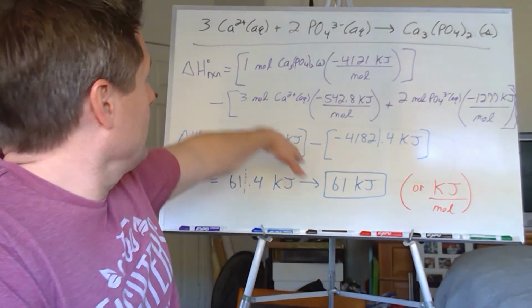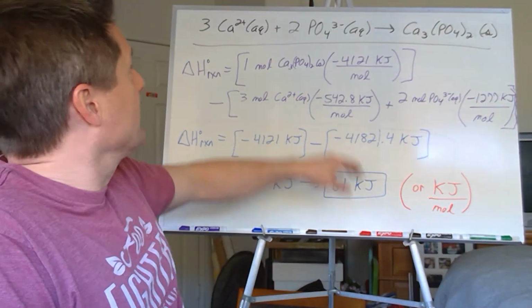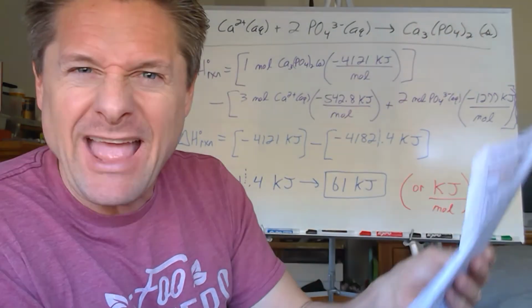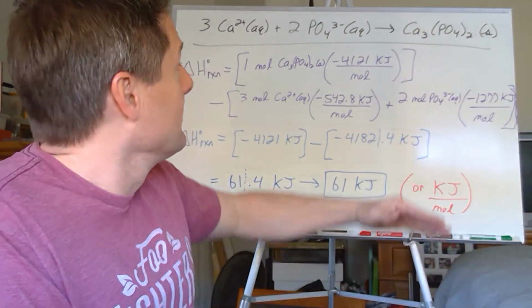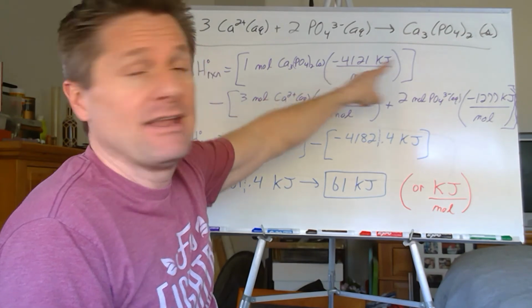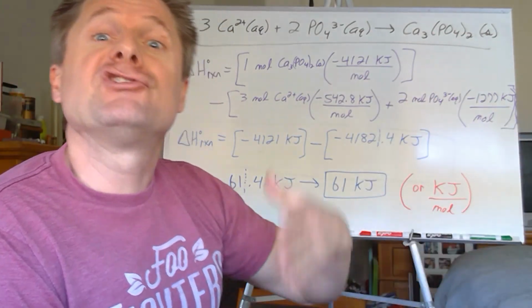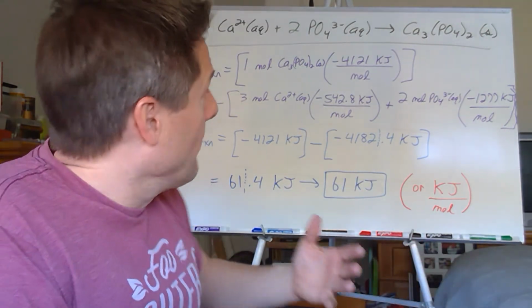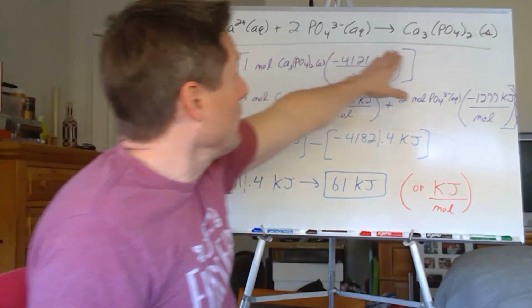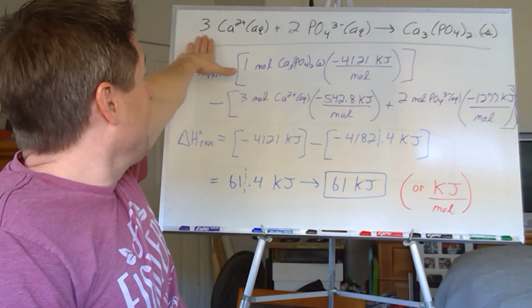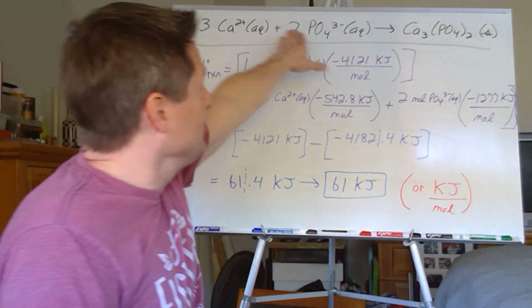Well, let's take a look. So we need to look up in your tables for these particular values. So we're going to get 1 mole of calcium phosphate. Now, on my tiny little thing, I don't have calcium phosphate on here. So if you look in your appendix, you'll find calcium phosphate is negative 4,121 kilojoules per mole, referenced to H plus aqueous as 0, right? And that's it. We only have that one product. Yay, isn't that nice?